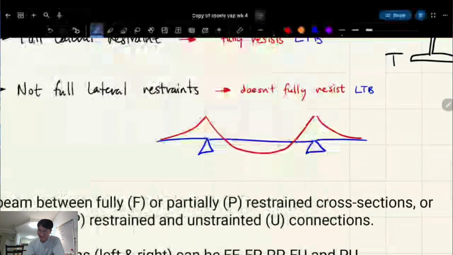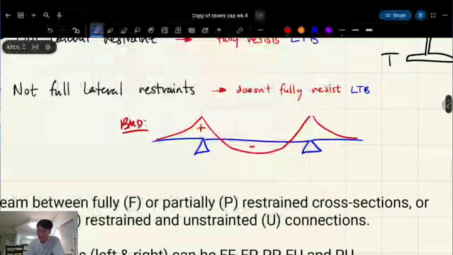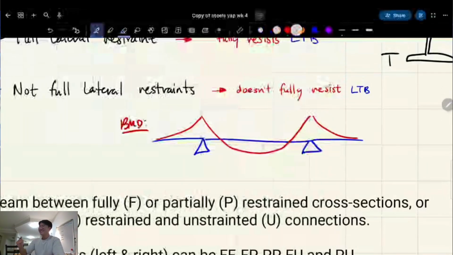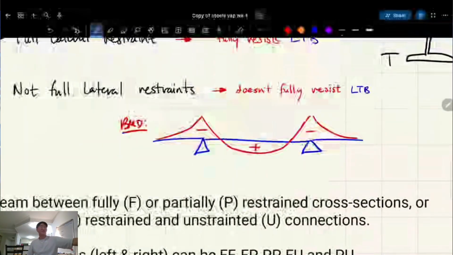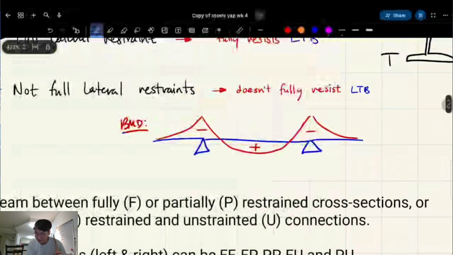Okay. Focus. So this is a bending moment diagram, right? A bridge. So this is positive bending. This is negative bending. That's positive, right? Sorry. That's positive. That's negative, right? So basically, it's sagging in the middle, right? So you tell me, where's the compressive flange going to be?